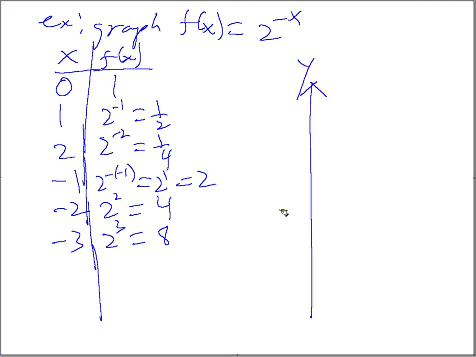So let's see here. I need to go out up to 8 again. So there's my x. So 1, 2, 3, 4, 5, 6, 7, 8. All right. 1, 2, and 3. 1, 2, 3, 4. All right. So let's see what the sketch looks like. 0, 1. Okay. Still good. My y-intercept is 0, 1. 1, 1/2. So 1, 1/2.